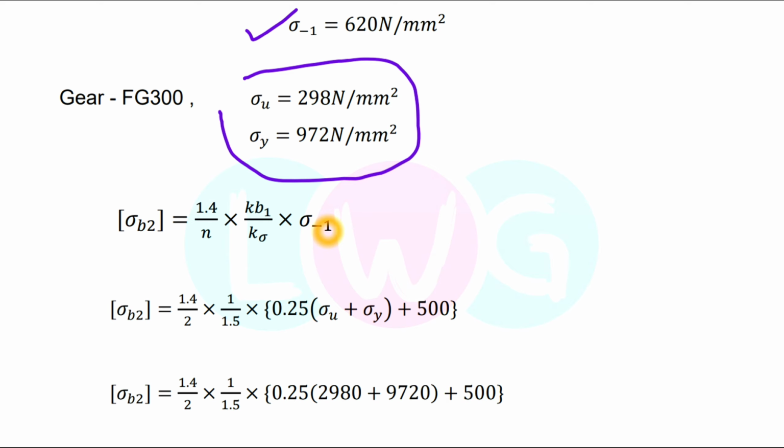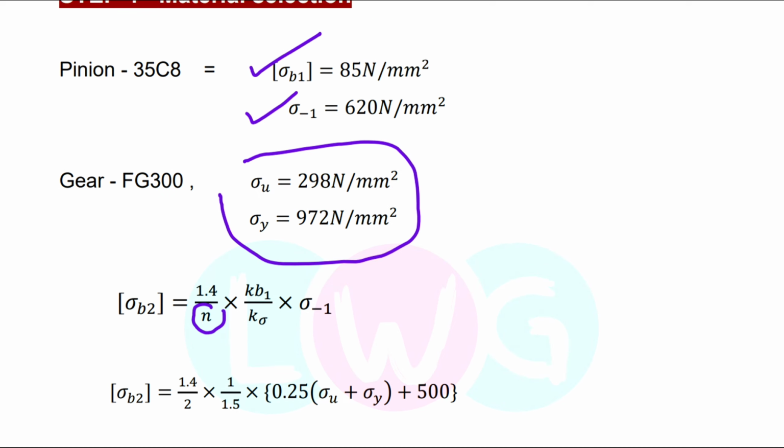Here the value of n stands for factor of safety. How will we select this value? For selecting this value we will go to PSG page number 8.19, table number 20, which is factor of safety. As we have material for pinion and gear, according to this we will select the material steel and cast iron, tempered or normalized, and the value for that is 2. So the value of n will be 2.